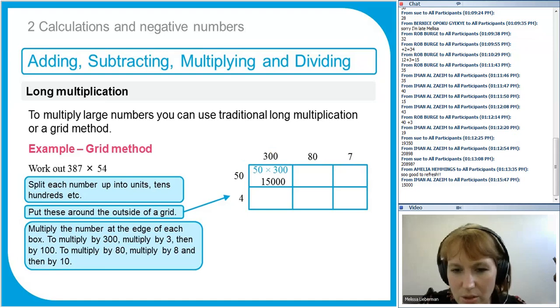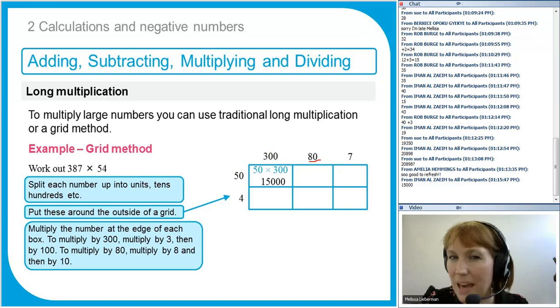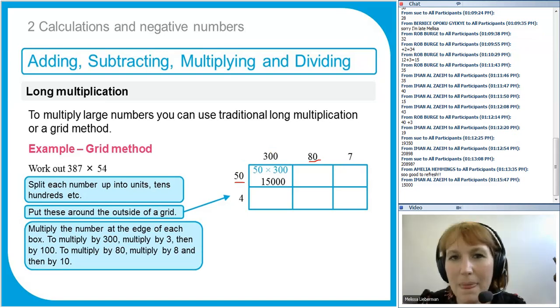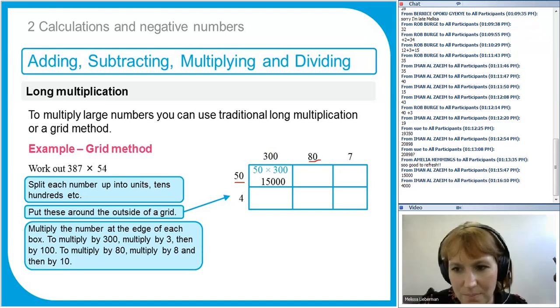Okay, let's just go along the rows like this. So next we want to work out 80 times 50. Be a little bit careful here because there is a 0 in 80 times 50. 8 times 5, so 8 times 5 is 40. And then we've got 2 zeros. You need 40 and then another 2 zeros.